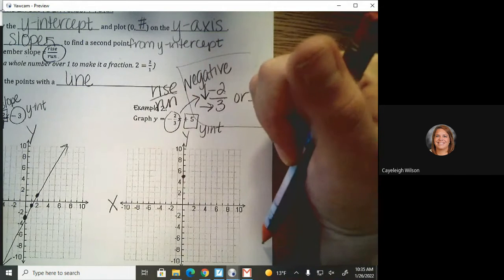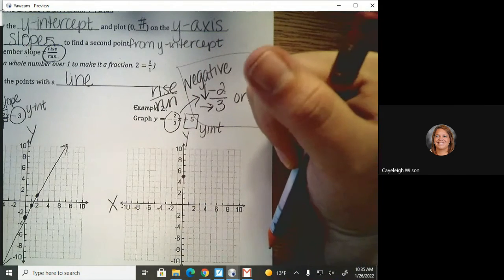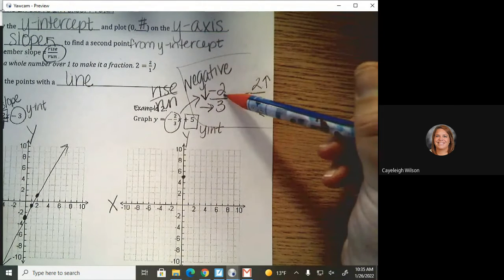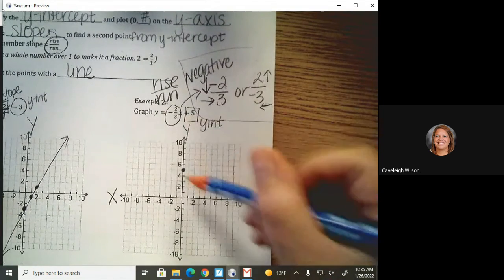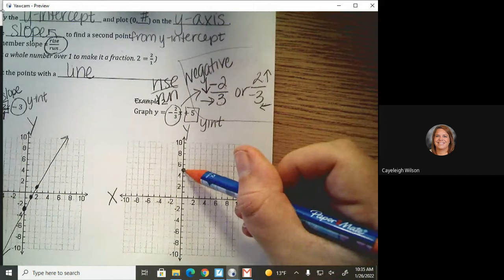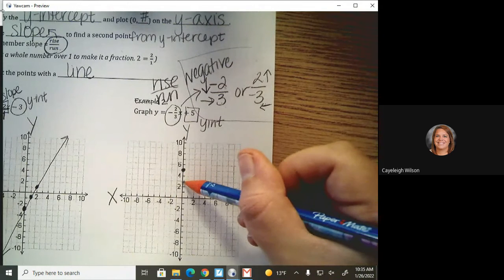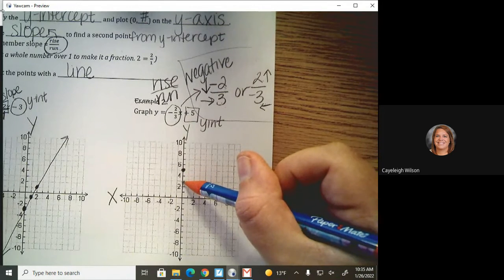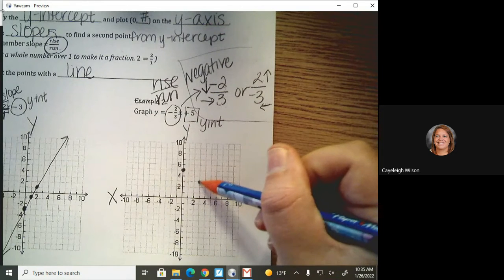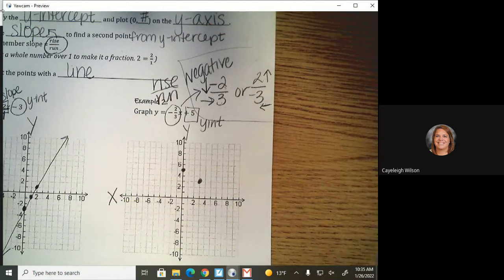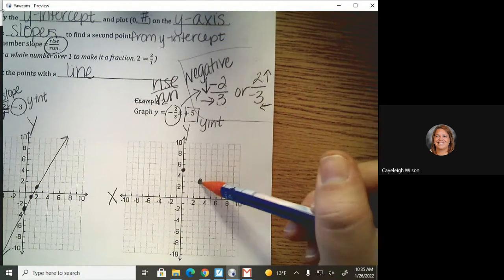So I know my line's going to go down. Okay, so if you graph it and it doesn't go down, then your slope wasn't right. So it looks like I'm going to rise -2, run +3. So when I go -2/3, I'm going to rise -2. So I'm going to go down 2, 1, 2, and I'm going to run +3. So right 1, 2, 3. So I can count that again.